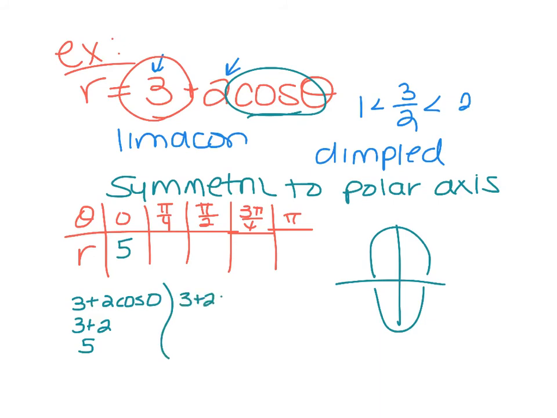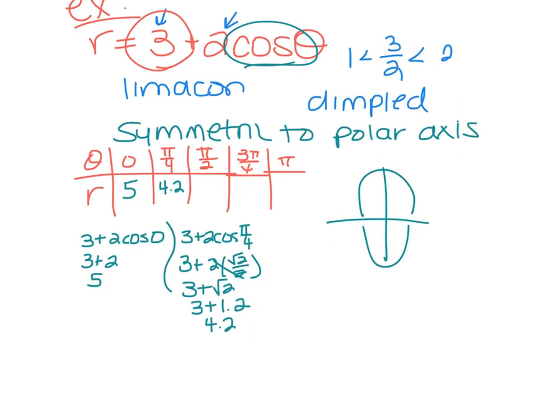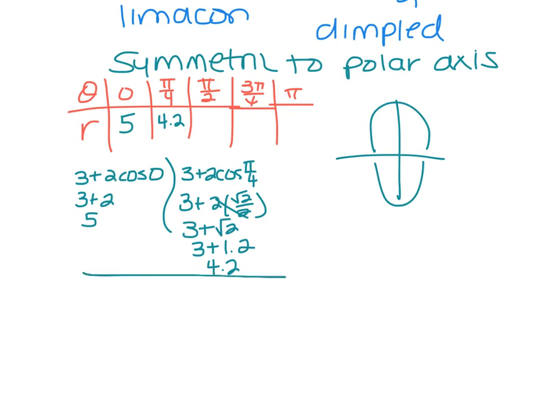3 plus 2 cosine pi over 4. 3 plus 2 times root 2 over 2. 3 plus root 2. And we approximate root 2 to be 1.2 because it's pretty close to 1, right? So let's say that's 4.2. And then I would plug in pi over 2. 3 plus 2 cosine pi over 2. What's the cosine of pi over 2? 0. So I get 3.